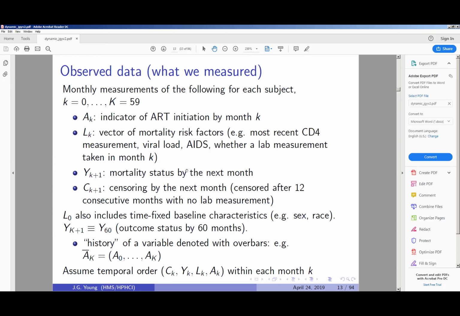So there's a nice paper by, the first author is Miguel Hernan. The title is Observation Plans. It talks about these types of decisions that you have to consider with respect to the measurement process.